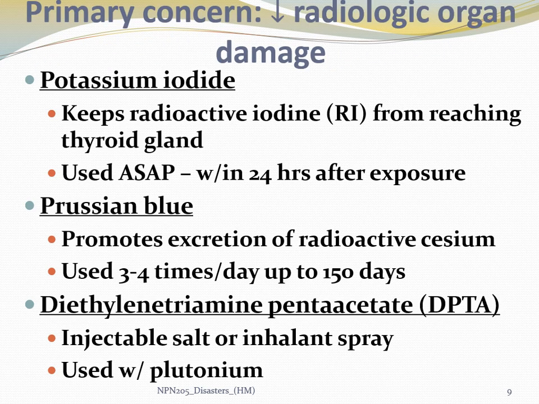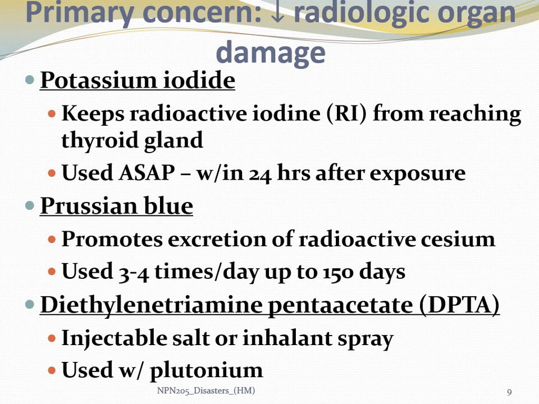All right, then your secondary, this is actually a secondary concern. I know it says primary concern at the top there, but this is actually a secondary concern, which is to decrease the radiological organ damage. The ways you're going to do this is by using things such as potassium iodide, Prussian blue, DTPA.